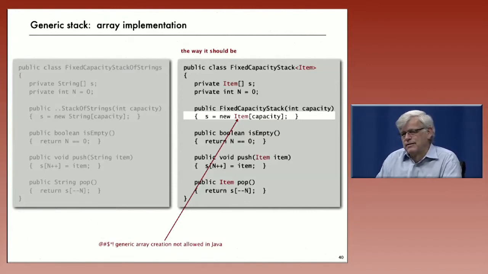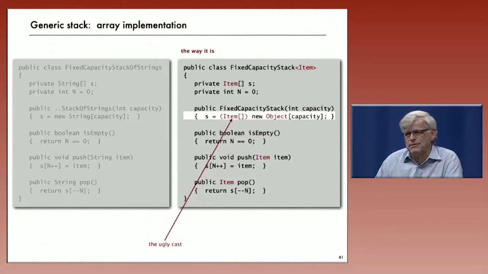There are various technical reasons for that, and you can read extensive debates about this on the web. That's going to go beyond our scope. For now, what we need to do is put a cast in to make this work. So we create an array of objects, and then we cast it down to an array of items.